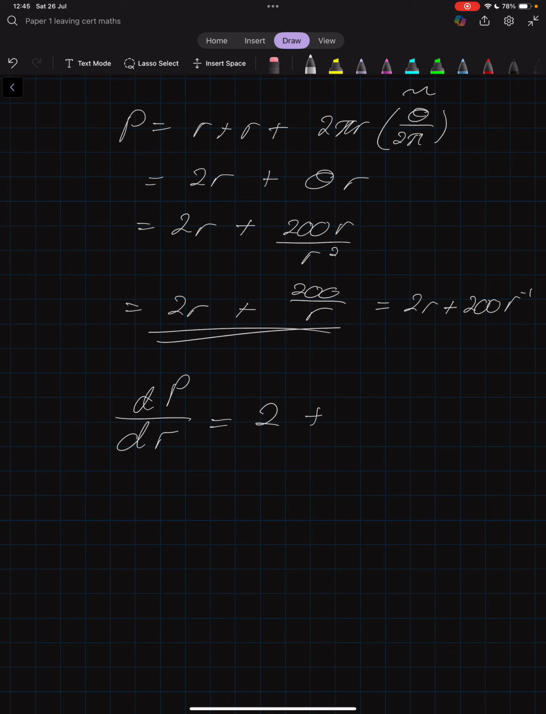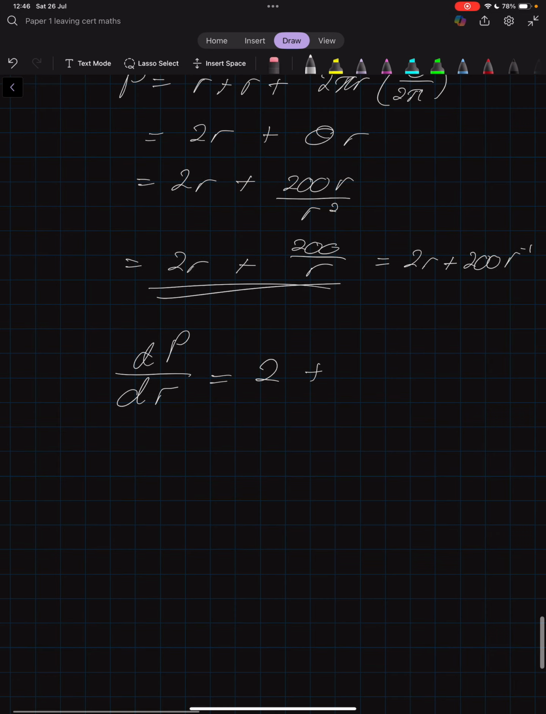200 over r is the same thing as 200 r to the minus 1. This is another thing that's very important. You have to be strong with your indices or else you're going to find this quite hard, okay? All right. So now that we have this, I can differentiate this.